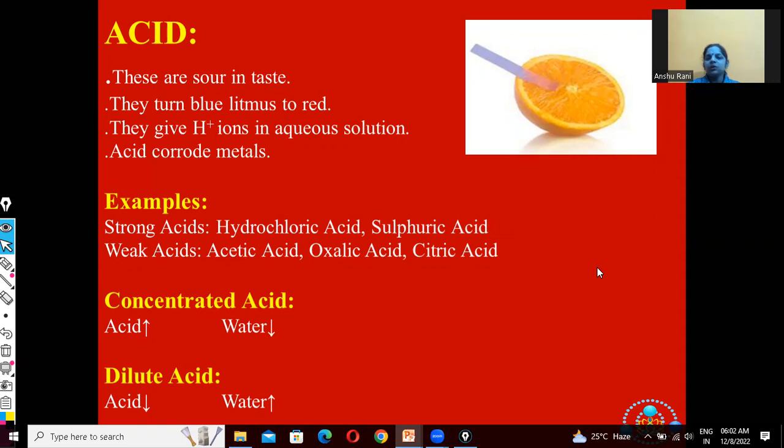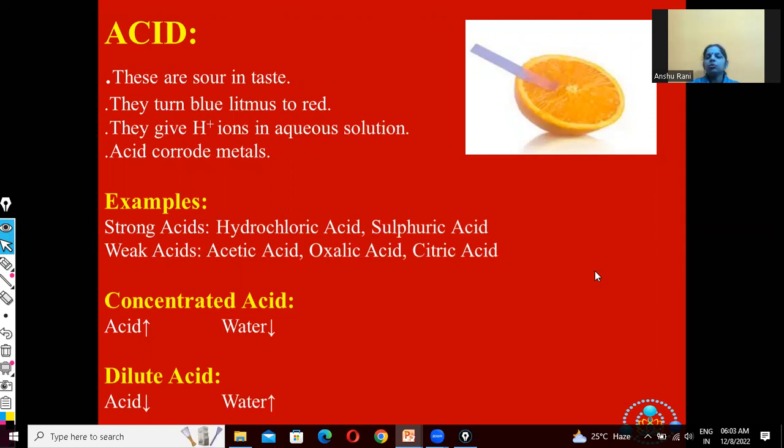They can corrode metals. When acids react with metals, they liberate hydrogen gas. Most metals react with acids to liberate hydrogen gas, and this causes corrosion. We have two major types of acids, strong acids and weak acids. Strong acids are hydrochloric acid and sulfuric acid. Strong acids are those which dissociate almost completely in aqueous solution. Weak acids, such as acetic acid, oxalic acid and citric acid, can't dissociate completely in aqueous solution.